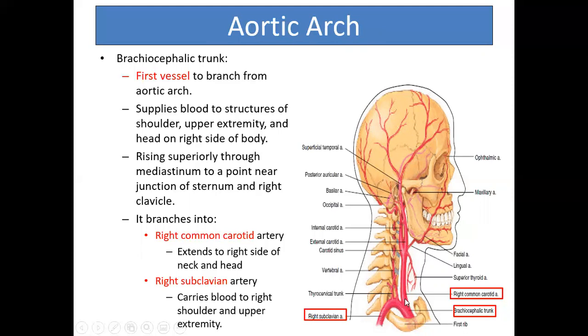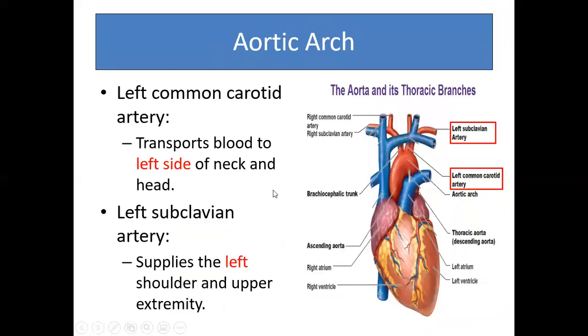The right common carotid artery goes up, extending to the right side of the neck and also to the head. The subclavian artery carries blood to the right shoulder and also the upper extremity. For the left common carotid artery, this is the second branch that arises from the aortic arch. It transports blood to the left side of the neck and also the head.